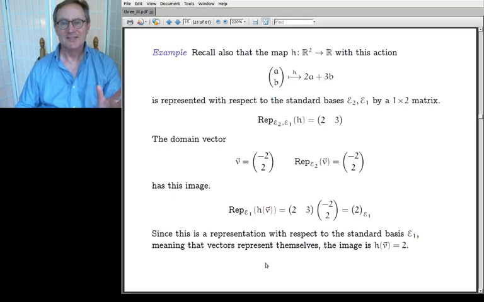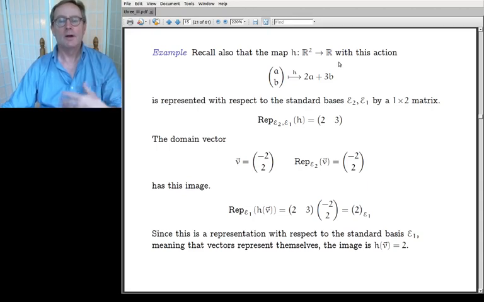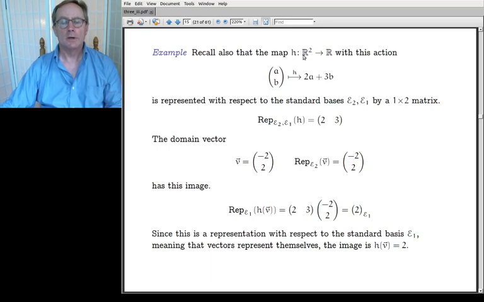Okay, enough of a lecture of finger wagging. One more example. So here's a map that we saw before, so I don't have to compute the matrix representation. This map sends R2 to R, and it sends the two-tall vector a, b over to the single number 2a plus 3b. So that's right. And I represented it with respect to the standard bases E2 and E1 by 2, 3. Not a coincidence that it's 2 and 3, because things are represented by themselves with respect to the standard basis.